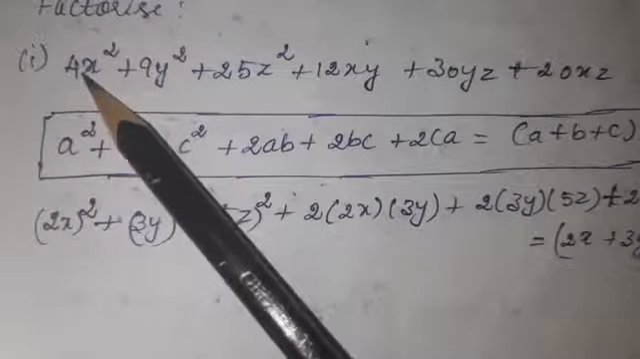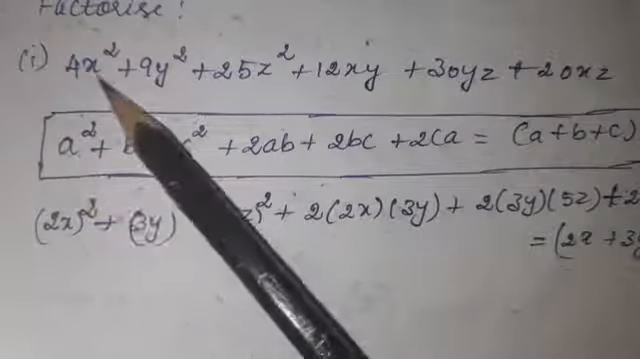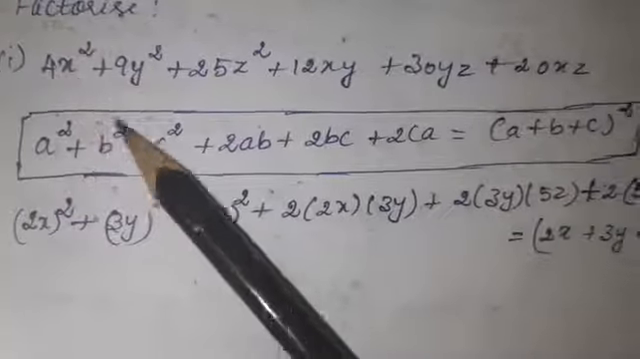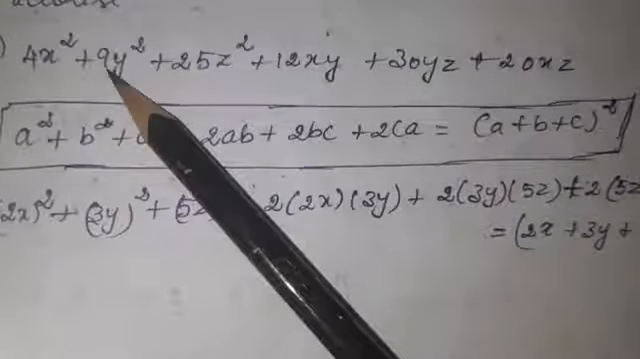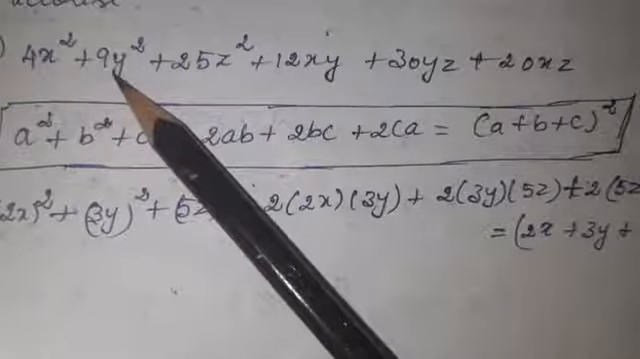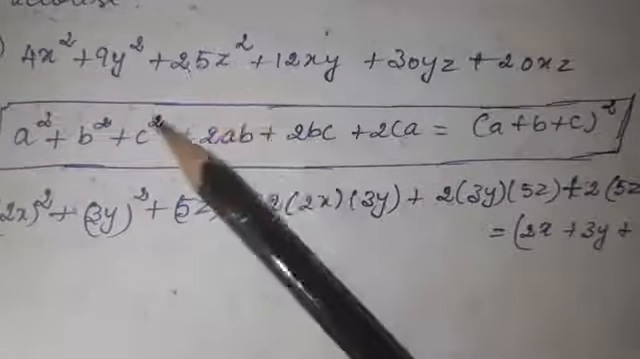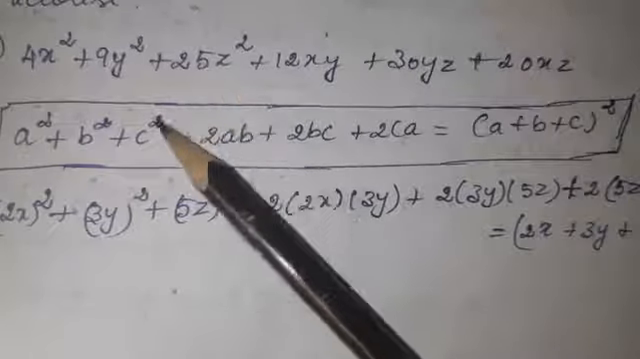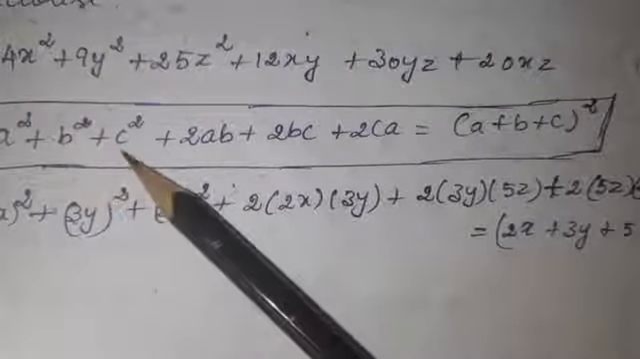So in a place, this is a square number, so that can be written as 2x the whole square. So a value is 2x. Then come to b. B value, 9 is a square number. So what is that? 3y. So b value is 3y. Then 25z square, compare this, it is also a square number, c value is 5z. So you find a value, b value, c value.